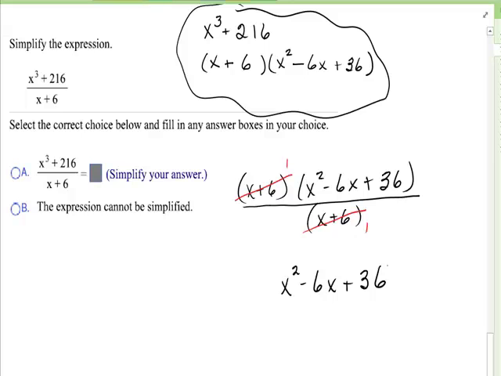All right, so to simplify a rational expression, you're going to factor the top. If you can also factor the bottom, you do, and then divide out common factors. You'll get to continue practicing with this.